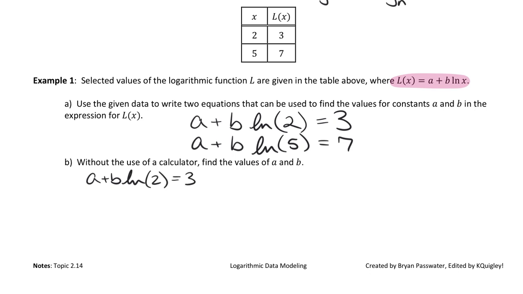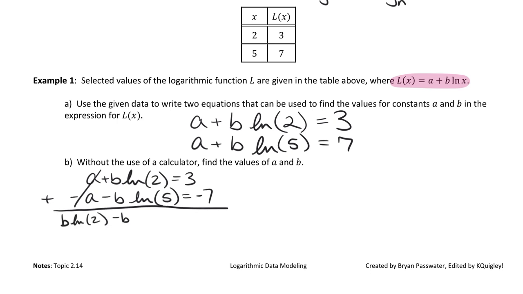And I'm going to change every sign of the second equation, meaning this is now negative A minus B times the natural log of 5 equal to negative 7. When you learned how to solve systems by elimination, forever ago, you needed to line them up to where the letters are on top of each other and they're opposite signs. If I were to add these two equations together, if you have positive A and negative A, what's going to happen? They cancel out. But then I have B times the natural log of 2 minus B times the natural log of 5 equal to negative 4.